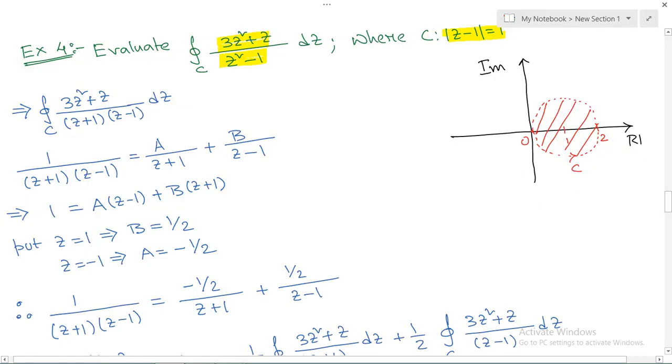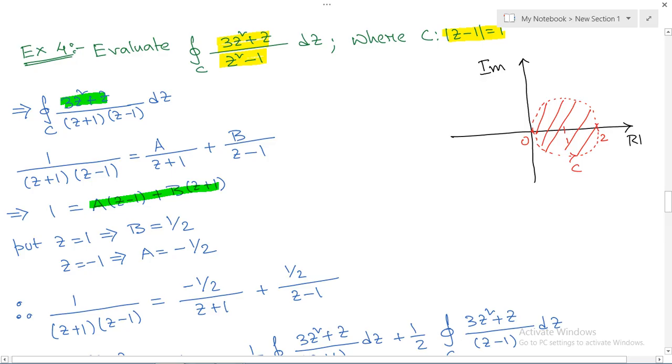So 3z square plus z, this part we will not touch. This part is going to be our f(z). Except for f(z), the remaining part is 1 upon (z plus 1)(z minus 1). Since these two are linear factors, we have the partial fraction in this manner: a upon (z plus 1) plus b upon (z minus 1). Now if we cross multiply, we have 1 equals a into (z minus 1) plus b into (z plus 1).